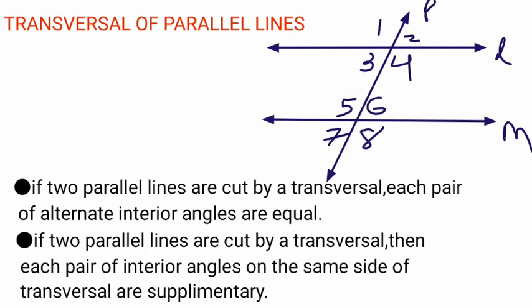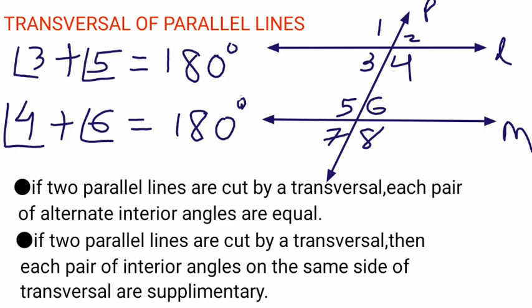Here angle 3 and angle 5 are on the same side of the transversal. That means their sum is 180 degrees. And on the right side, angle 4 and angle 6 are also on the same side of the transversal and also interior angles. That means their sum is also 180 degrees. That means angle 3 plus angle 5 equals 180 degrees and angle 4 plus angle 6 equals 180 degrees.